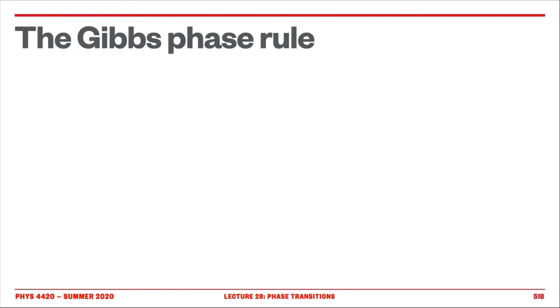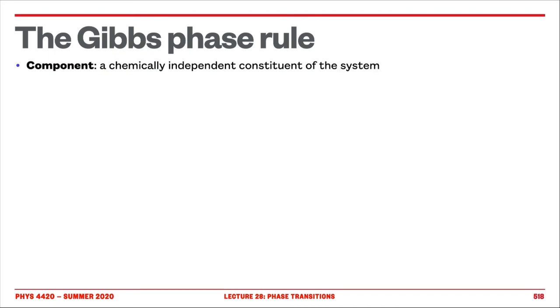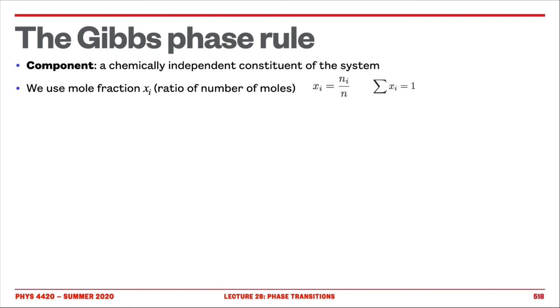Let's try to go a little bit further here. So far we've discussed the latent heat that was very often required to move from one phase to another, once we had heated up one phase high enough to reach this point of equilibrium between two phases, for example, liquid and gas. It turns out we can also do this when we have more than one component in the system. A component is called a chemically independent constituent of the system. So if we have more than one component, we can also look at the phase.